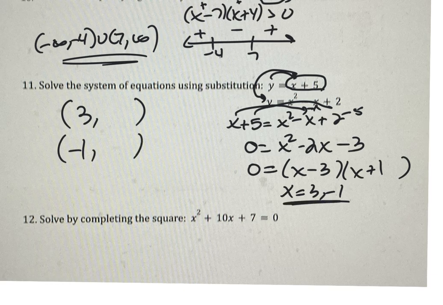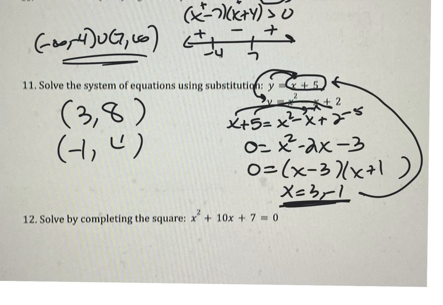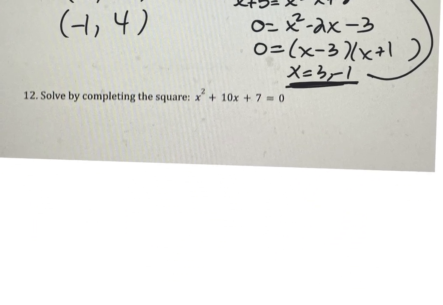The way you get your y's is you take those right there and plug them right at the top, where you started. If I take that 3 and plug it in for x, 3 plus 5 is 8. If I take the negative 1 and plug it in for x, negative 1 plus 5 is 4. There you have it.